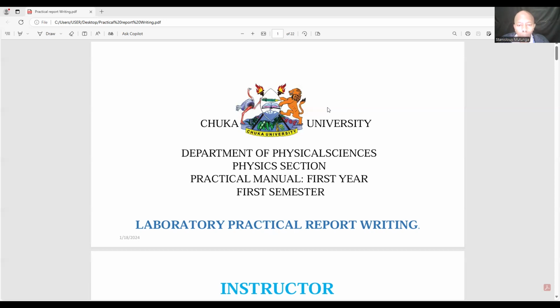The practical manual, if you can remember, you had that practical manual sometime back in the first year, first semester. But the information within this instruction manual will aid you towards writing at least a good report for your first semester and even all the way through to the fifth year maybe.